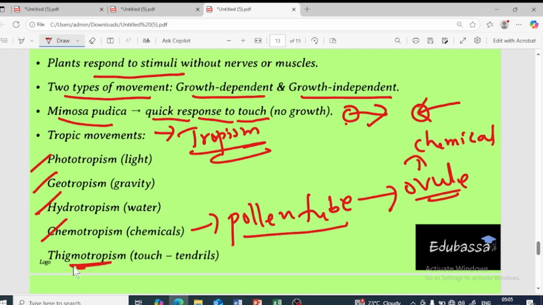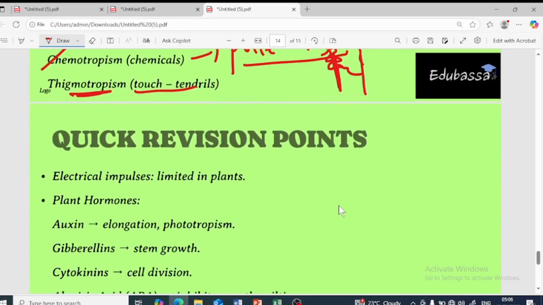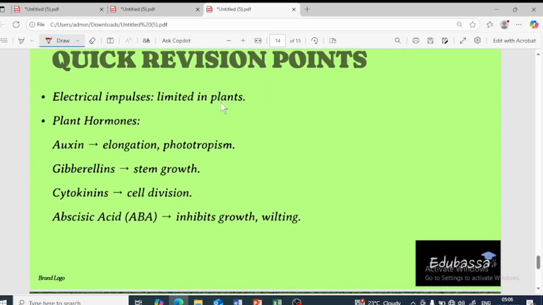Next is thigmotropism. Thigmotropism is touch. The stem tendrils will be present, and as soon as a tendril touches any stick or anything, the growth will slow down there. Because the growth is slower there, the encircling happens at a slower rate. And on the other side the growth will be more because it is very sensitive to touch. Fine. Electrical impulses are limited in plants, so plant hormones are important.